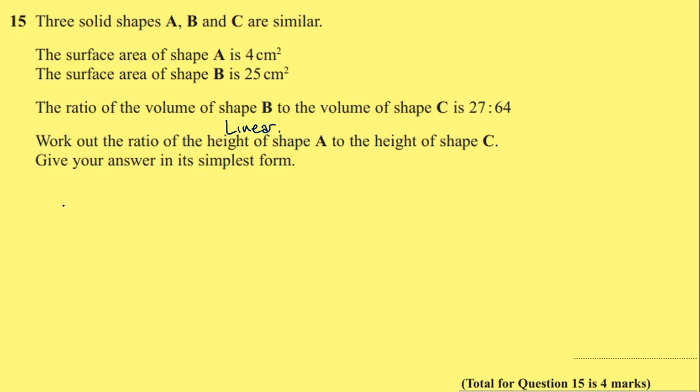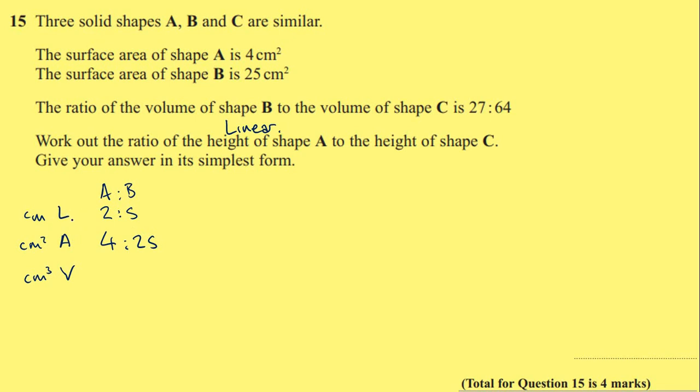Now, if we look at A and B, we know that linear, area and volume are going to be related to each other. Now the area is centimetres squared, the volume is centimetres cubed, and the linear is centimetres. So if we said that the surface area is 4 to 25, we can square root that to get the linear scale factor. If you look at it, we've got centimetres squared, to get back to centimetres we can square root, and we get 2 to 5.